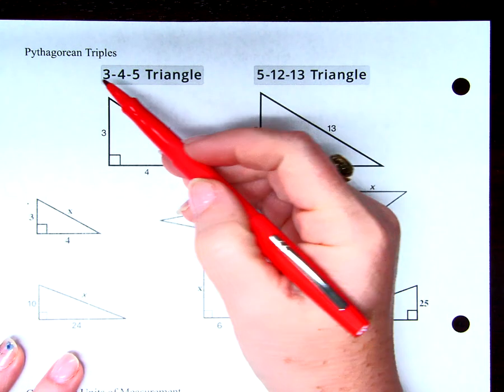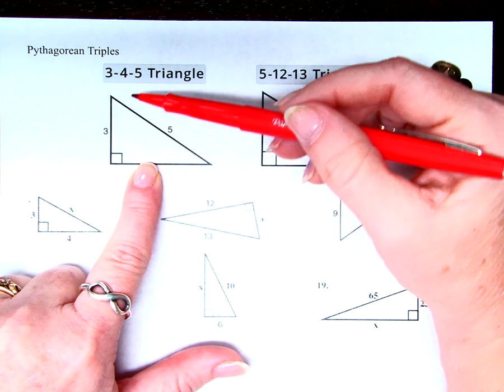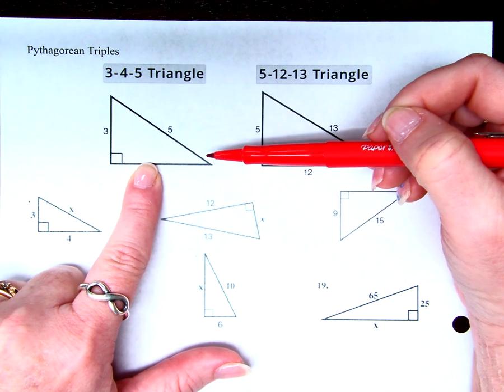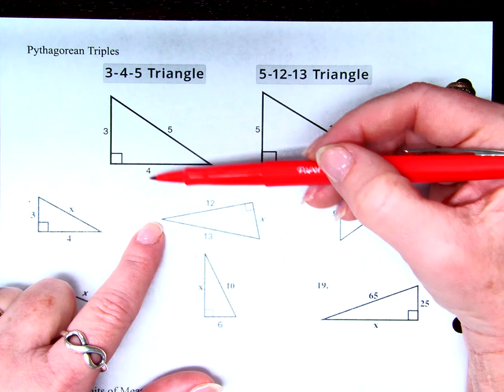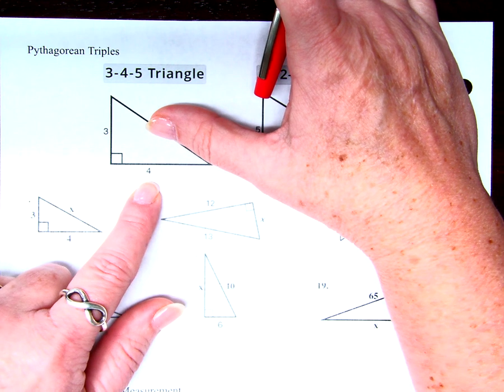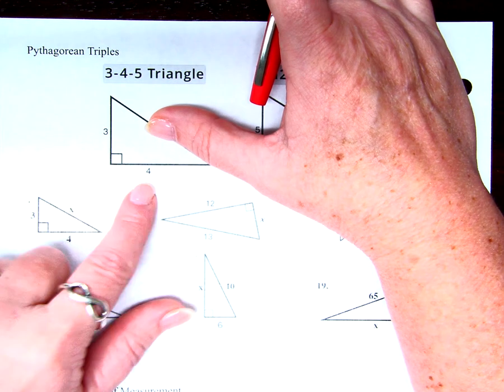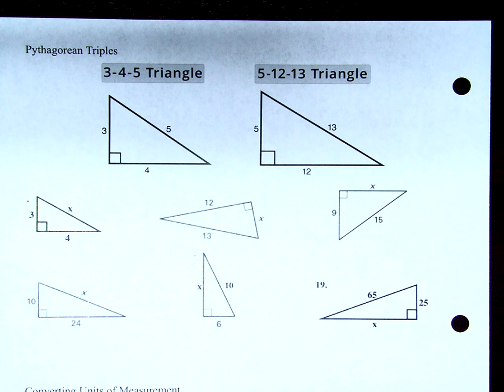But with Pythagorean triples, if I know that this leg is 3 and the hypotenuse is 5, I don't have to do the Pythagorean theorem. If I know the Pythagorean triple 3, 4, 5, I know this side is 4. If I know the two legs are 3 and 4, and I know there's a Pythagorean triple of 3, 4, and 5, I know the length of the hypotenuse is 5 without having to use the Pythagorean theorem. Does that make sense? Pythagorean triples are not magic. They're just a shortcut for the Pythagorean theorem. Okay.